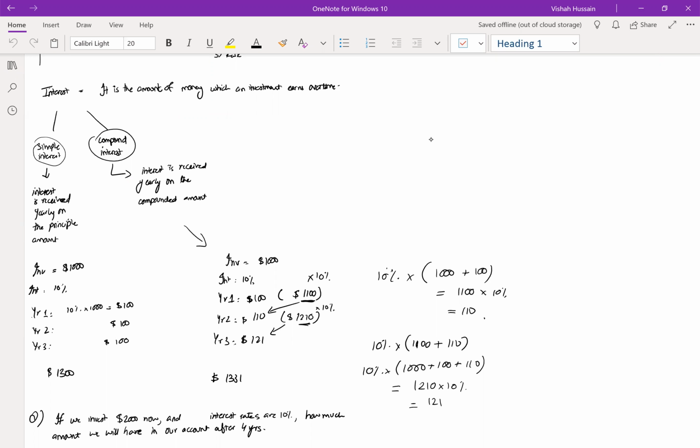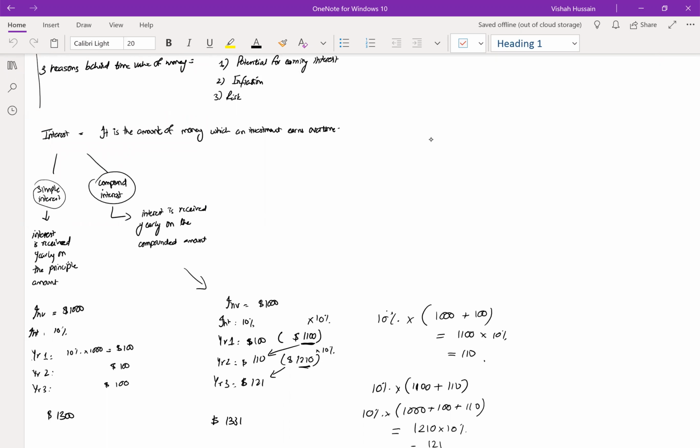So $1,000 is your principal amount, 10% is your interest rate. And if you see the example, every year we are getting $100. Why? Because 10% of $1,000 would give you $100 every year. You are going to compute the interest every year in the same manner, 10% on 1,000, 10% on 1,000, and 10% on 1,000 in simple interest. So by the end, you get $1,300.